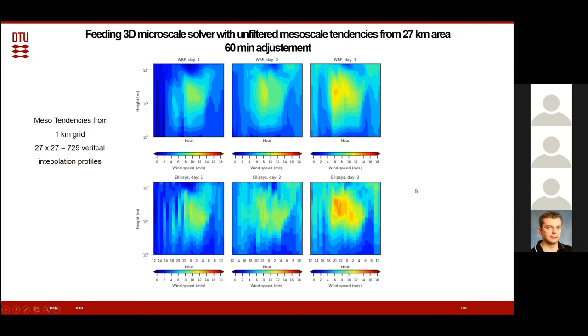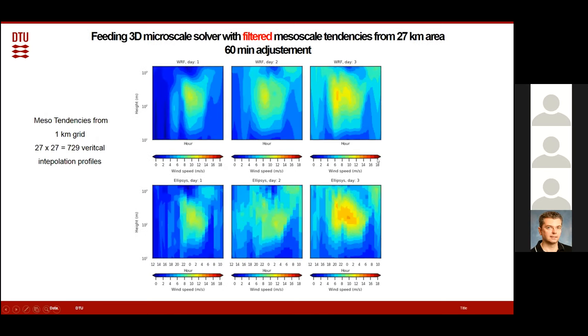So it seems that there is kind of a trade-off here, that if we apply many profiles given from WRF, some of these numerically introduced artifacts start canceling each other and, in a sense, helping us out. And I also did a comparison to the filtered mesoscale velocities or tendencies applied, but again, the picture is kind of the same, not much change here.